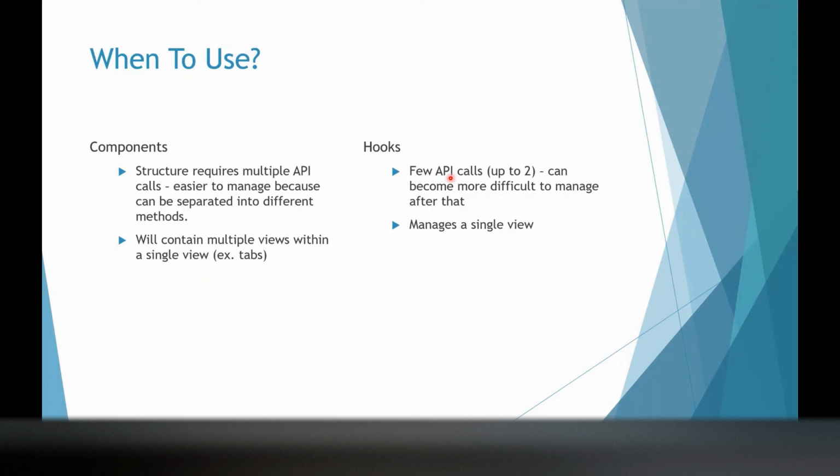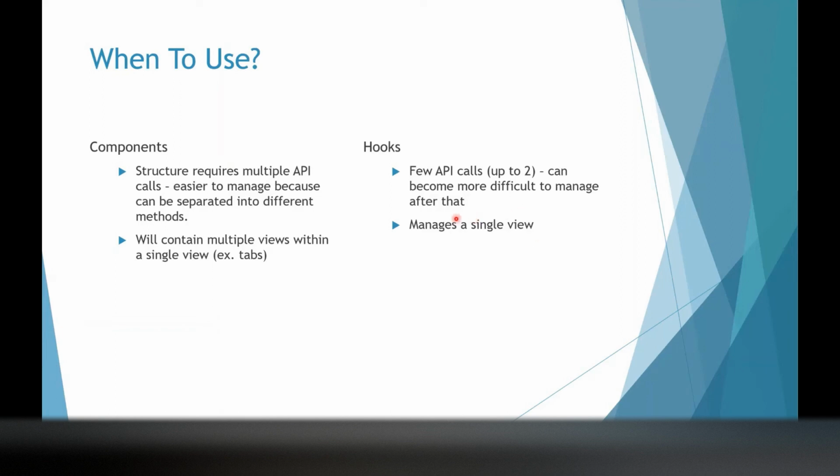So I advise that you use hooks only if you have fewer API calls, up to 2. Because otherwise it's going to be more difficult to manage after that with all the variables you need to track. With components, you also want to use them if you have multiple views within a single view, so for tabs. And for hooks, only if it's a single view, so for popup content, which you guys have worked on with your task.